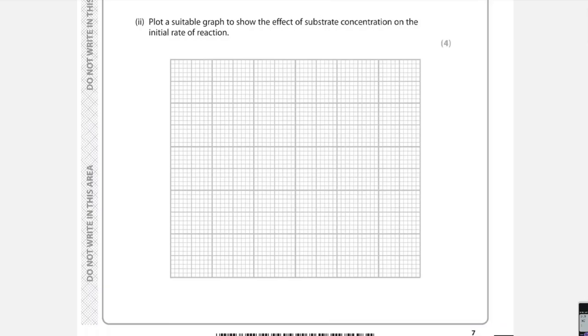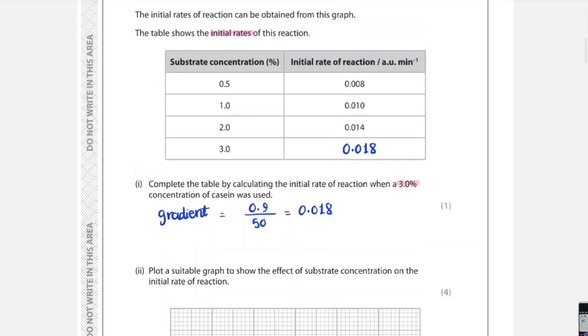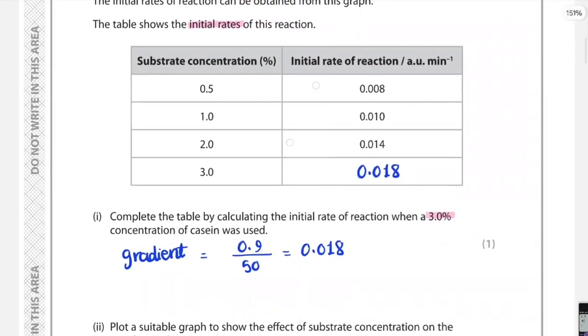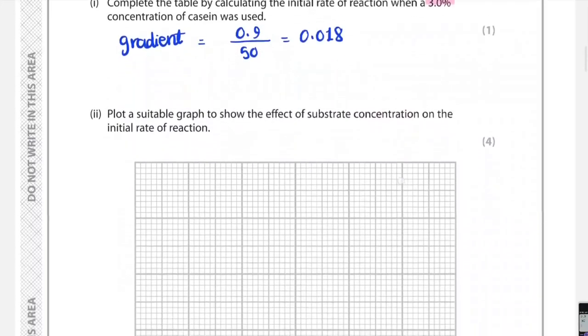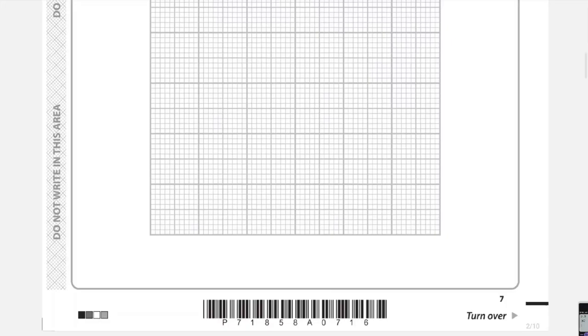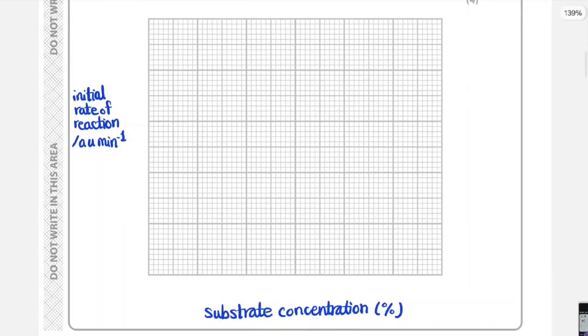And now we're asked to plot a suitable graph to show the effect of substrate concentration on the initial rate of reaction. As we've learned before, the left side of the table represents my x-axis, whereas the right side of the table represents my y-axis. This is just the basics of plotting graphs. So I can start with setting my labels. And now I've labeled my axis, where the x-axis is the substrate concentration and the y-axis is the initial rate of reaction. And don't forget to add your units here and there.